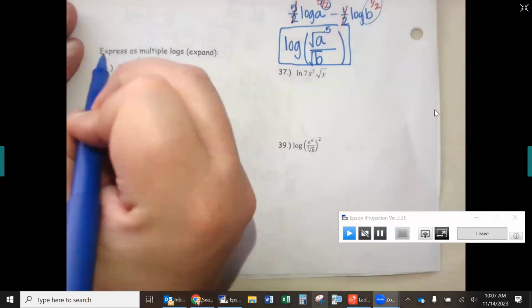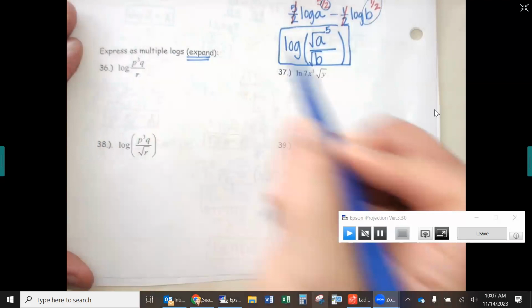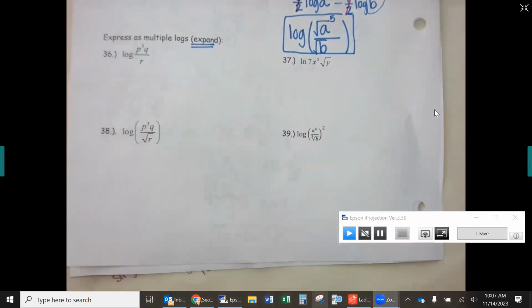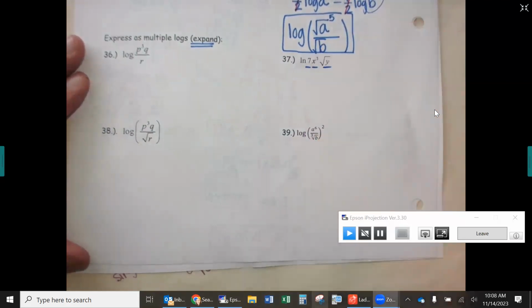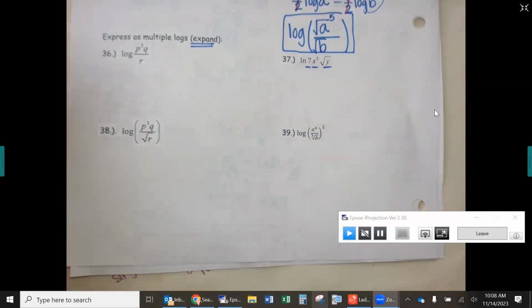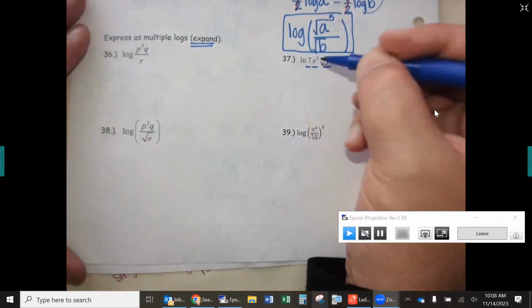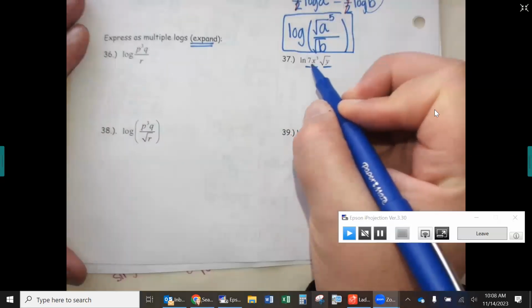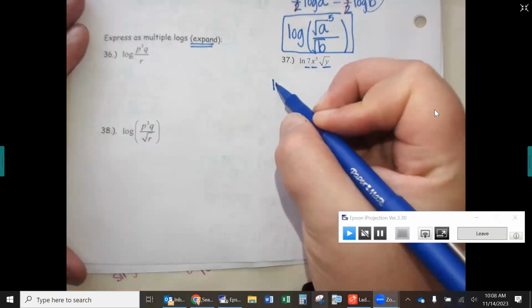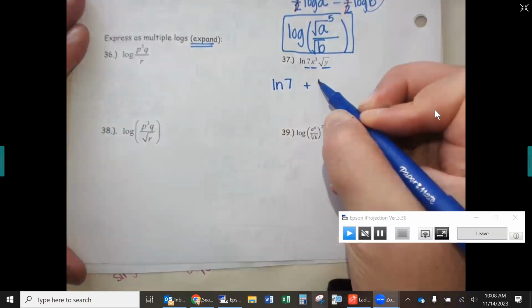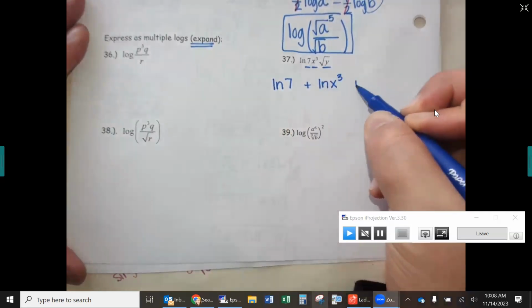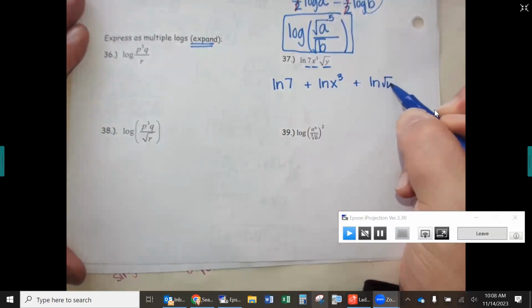Okay, bottom part of this. Okay, you are now expressing as expanded logs. That means that nobody wants to share a log. Okay, nobody wants to share. So if I'm doing, for example, number, let's do 37. I have a 7, an X, and a Y that are all in the same log. Okay, expanding means everybody gets their own. So are these currently multiplied or divided? They're all multiplied. Then I'm going to have ln 7 plus ln x cubed plus ln root y.